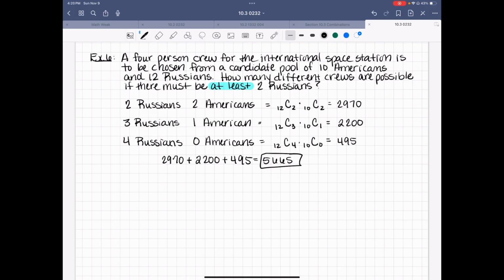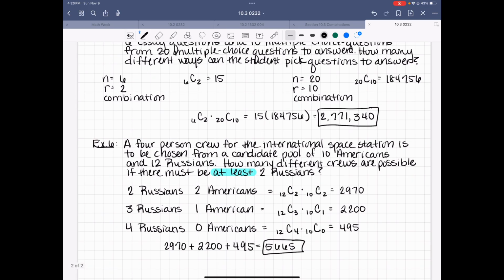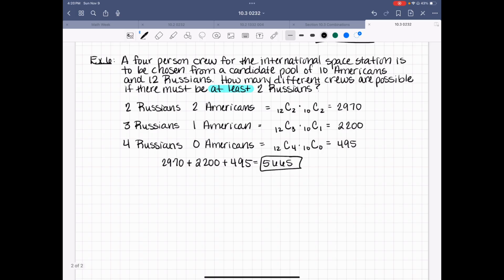Well, that means we could have 2 Russians and 2 Americans. We could have the scenario of 3 Russians and 1 American, or we could have all 4 Russians and 0 Americans. So this is a combination. Both sets are combinations like they were in example 5. Okay, so the first scenario that we find is the 2 Russians and 2 Americans. So there are 12 total Russians. N is 12. We are choosing 2, so 12 choose 2 times 10 choose 2.